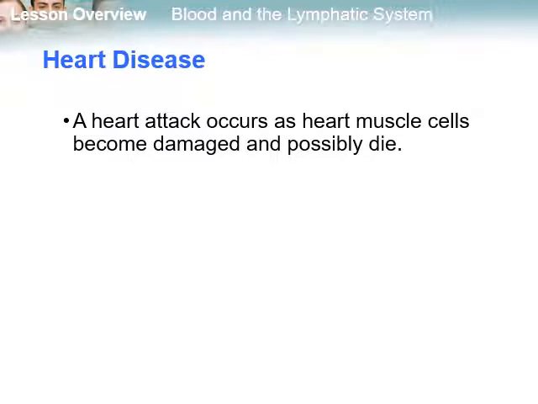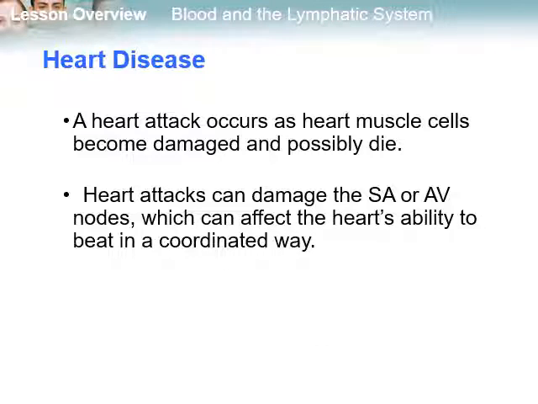A heart attack occurs as heart muscle cells become damaged and possibly die due to shortage of oxygen and nutrients. Heart attacks can damage the SA or sinoatrial node or AV or atrioventricular node, which can affect the heart's ability to beat in a coordinated way.